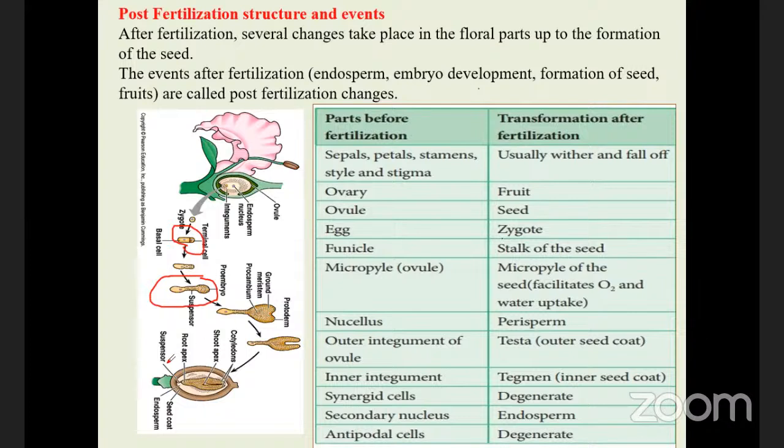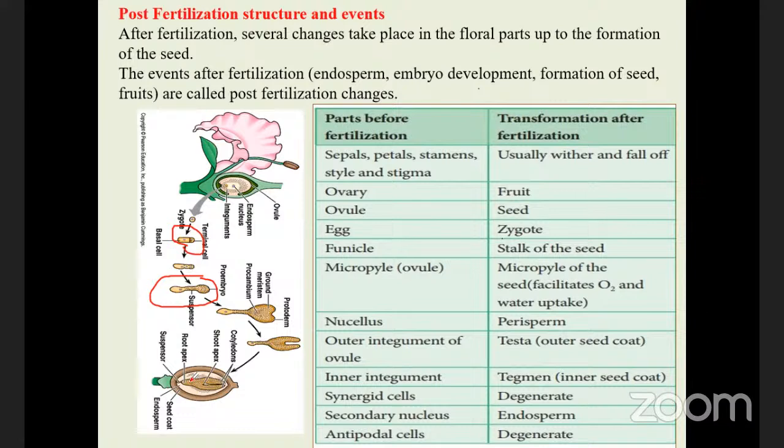Okay, you see the embryo, the seed, the dicot embryo. You see the cotyledons, root apex, shoot apex, and the suspensor. You see the endosperm, which is used for the maturation and development of the seed.